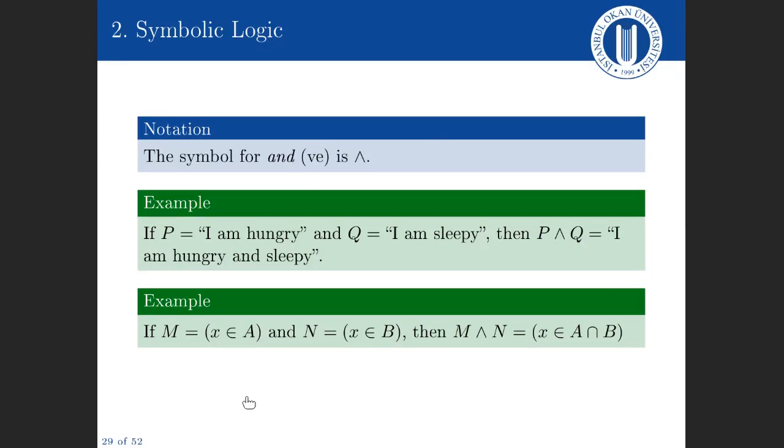Or an example using set notation. If M is the proposition X is in the set A and N is the proposition X is in the set B, then M and N must be the proposition X is in A intersection B. X is in A and X is in B, so X must be in the intersection between these two. And let me just point out that the AND symbol and the intersection symbol are also similar. They both open downwards.